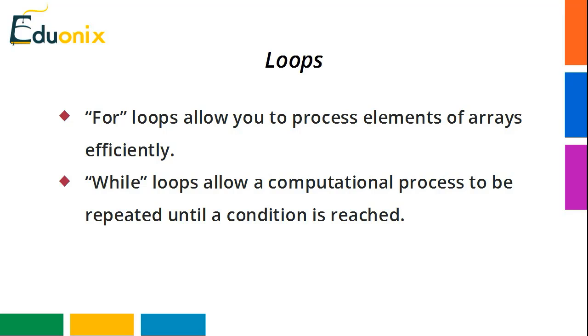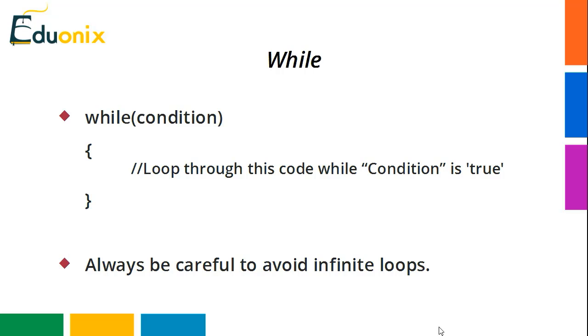I talked about for loops and arrays in the last lesson. For loops allow you to process elements of arrays efficiently, and we'll be revising for loops in this lesson. But I really want to focus on something called while loops, which allow computational processes to be repeated until a condition is reached. So it's a slightly different type of loop. So let's see how they are structured.